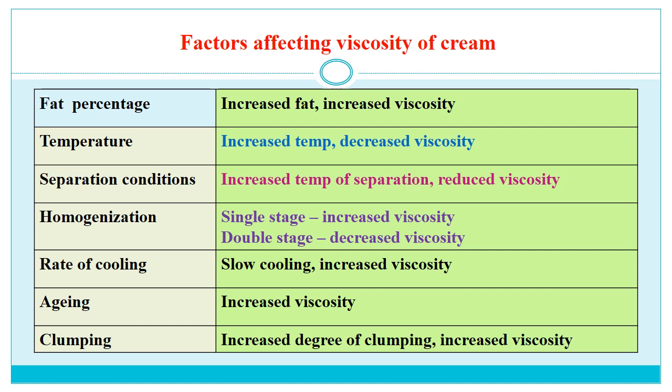Then homogenization, which we have discussed earlier, breaks the fat globules. So with single stage homogenization, there is more viscosity. If there is double stage homogenization, it will reduce the viscosity. The rate of cooling: slow cooling increases the viscosity. Aging: whenever there is aging, there will be increased viscosity. Then clumping, that is the joining of fat globules. An increased degree of clumping will increase the viscosity.